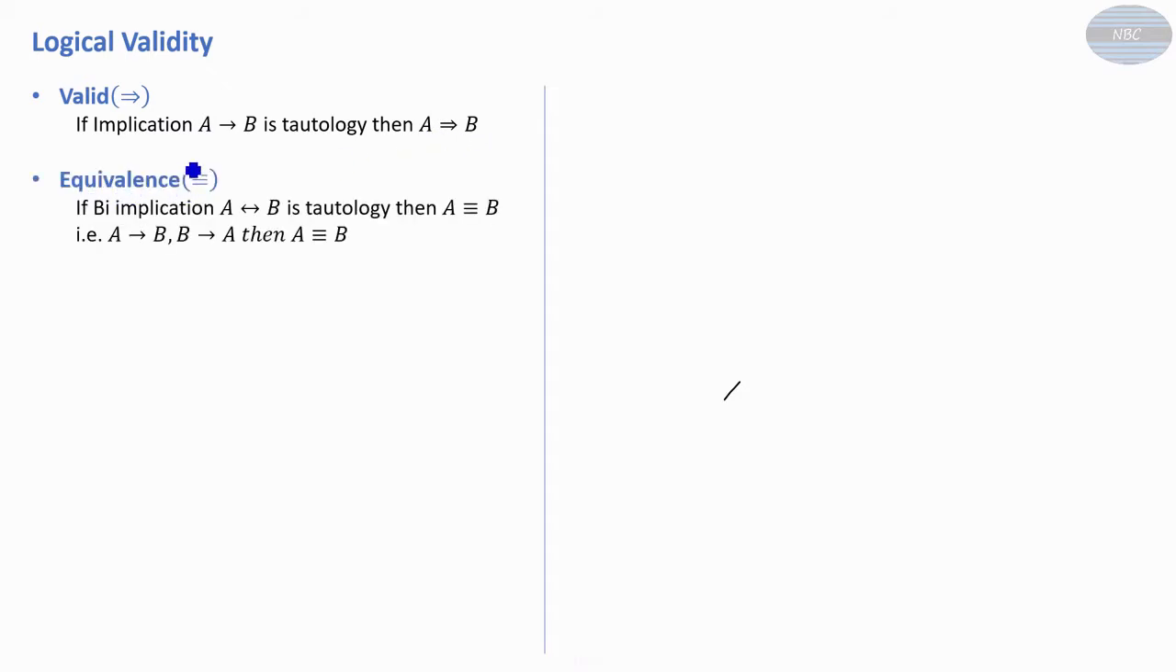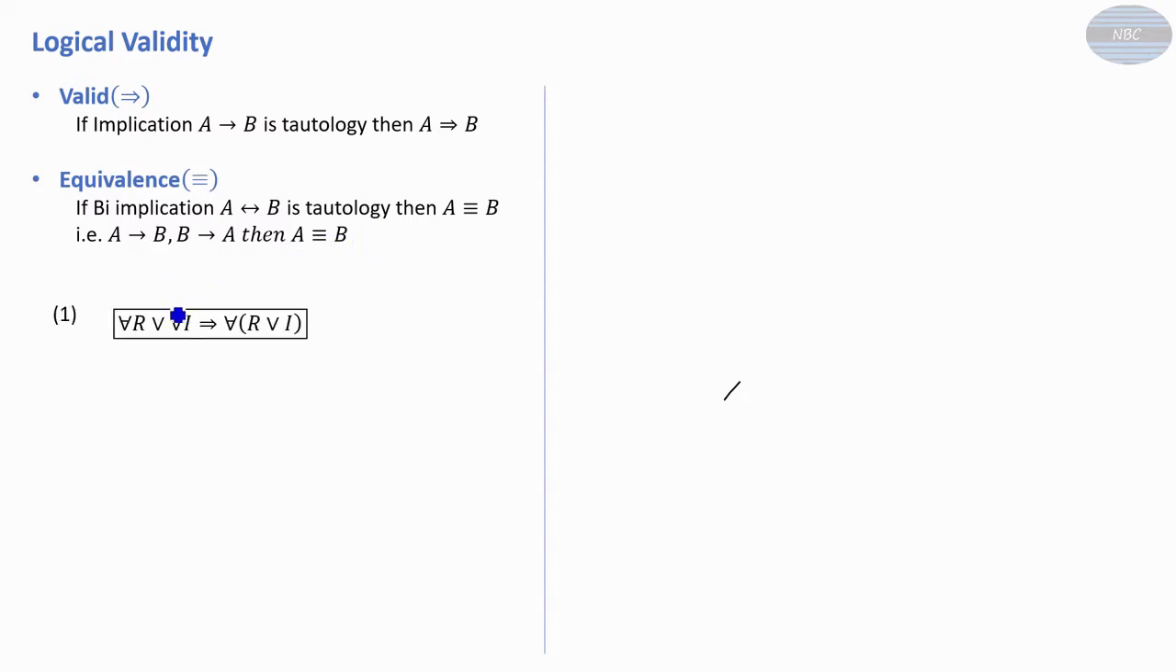Similarly, we have equivalence. If A bi-implication B is a tautology, then A is equivalent to B. That is, if A implication B and B implication A, then we have A equivalence B. So if A bi-implication B is a tautology, meaning it always has the truth value true, then you can say A equivalence B.